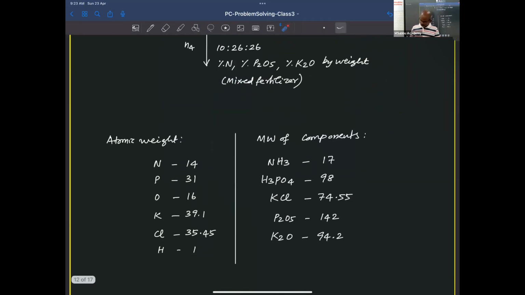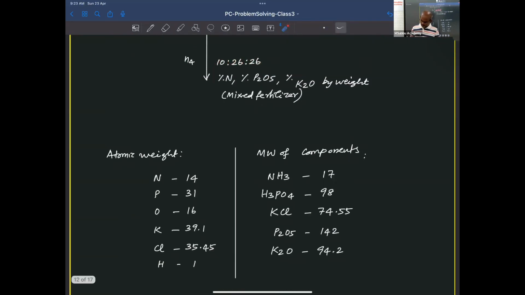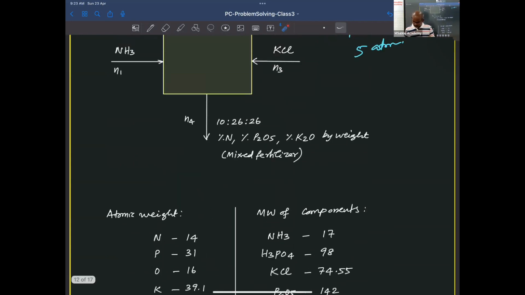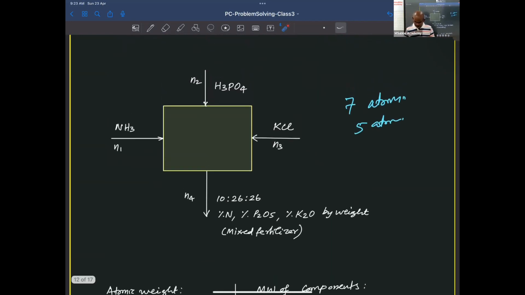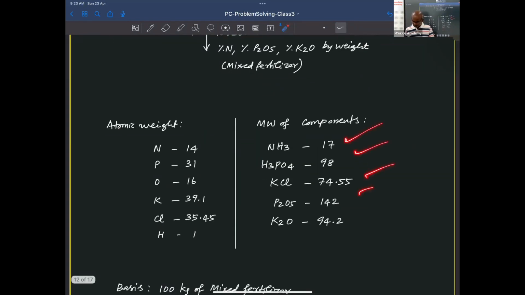So we need to have these masses in terms of moles. Otherwise, we know the data of these atomic weights. These are all taken from the table, and we need to know the molecular weight of these components as well as P2O5 and K2O. So for every component, I am writing the molecular weight. Because what is the need for molecular weight? Because in this atom balance, we will be writing the mole numbers multiplied by the stoichiometry.